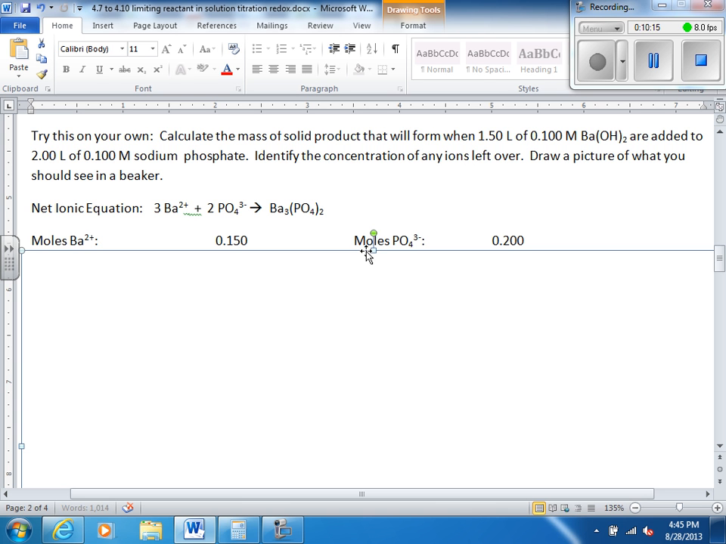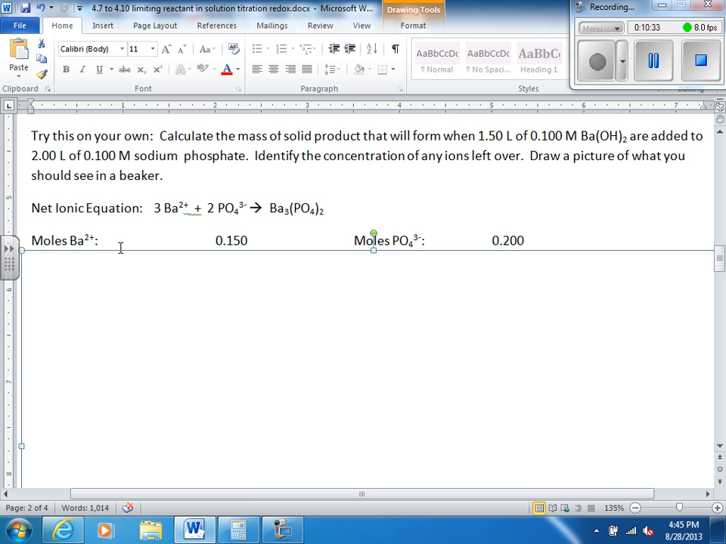So first, I'm getting my reaction. Here's my net ionic equation. I know that the barium with phosphate is going to precipitate out, because sodium with hydroxide, nothing's going to happen. Sodium's always soluble with other ions.